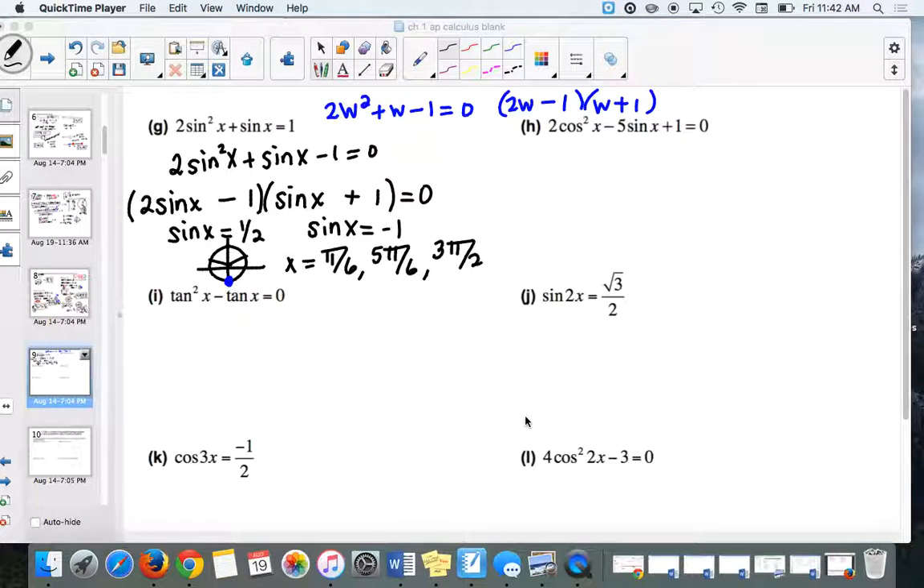More examples left from section 2, part 1. All right, so part H says 2 cosine squared x minus 5 sine of x plus 1. If you notice, when you look at this one, we actually don't have all of them in terms of sine or all of them in terms of cosine, right? So we need to change things.